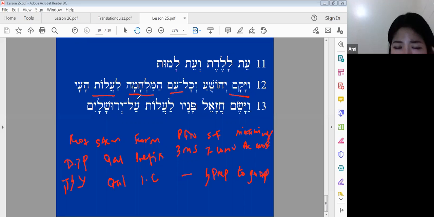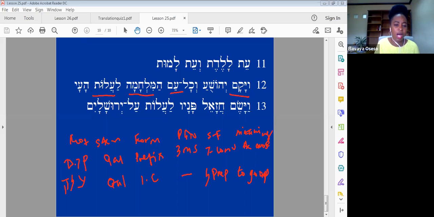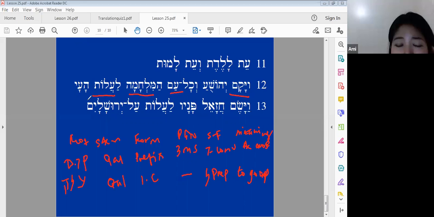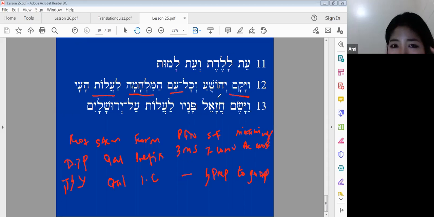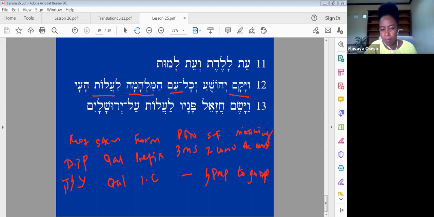To go up. You can supply the word to say "to go up to the city," because you have to go up to somewhere, or down to somewhere. So let's have the final translation. And Joshua arose, and all the people of war to go up to the city. Yes, and Joshua arose, and all the people of war to go up to the city.